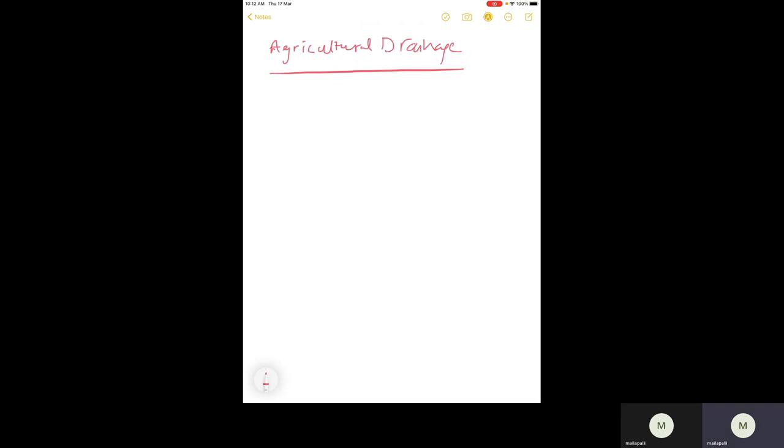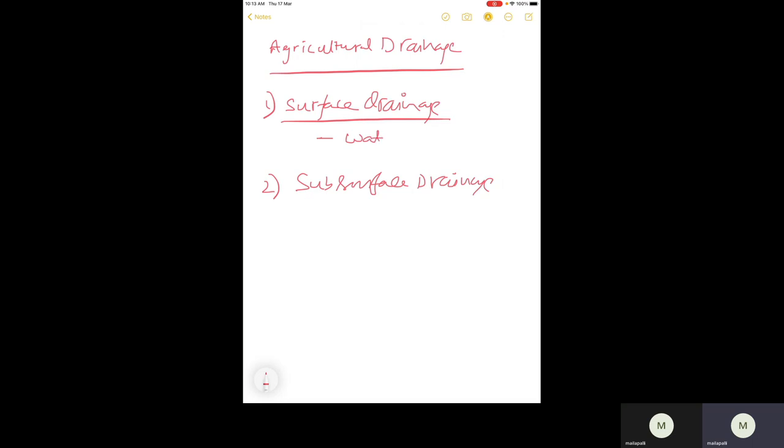This could be done in two ways. One is surface drainage, and the other is subsurface drainage. Mostly in surface drainage, you will see open ditches or field drains connecting to the surface. This is mostly used to remove excess water from the surface. Wherever there is a water logging issue, surface drainage is adopted, mostly to control the water logging.